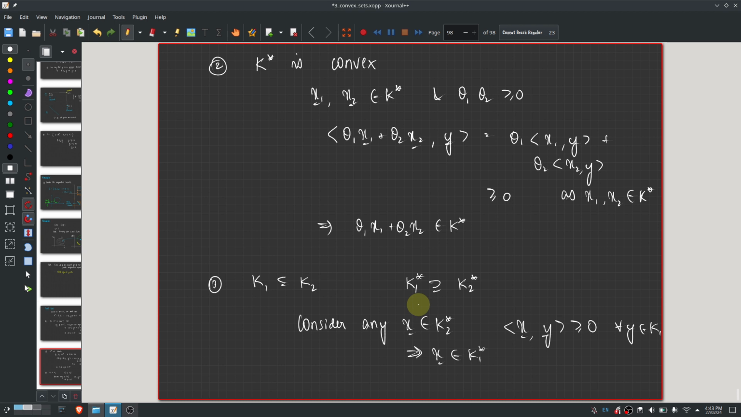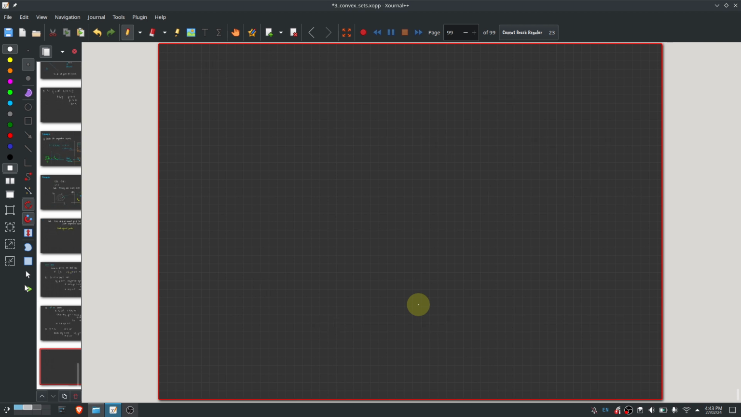Okay, so let's see some examples to see why this is the case. Let's start with our favorite cone, which is the first quadrant. Let's assume that K1 is the non-negative orthant, the set of all x such that xi is greater than or equal to 0 for all i. I'll take different cones. Suppose that this is my K1.